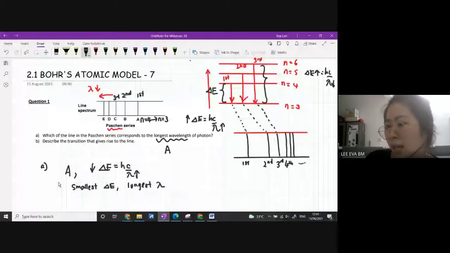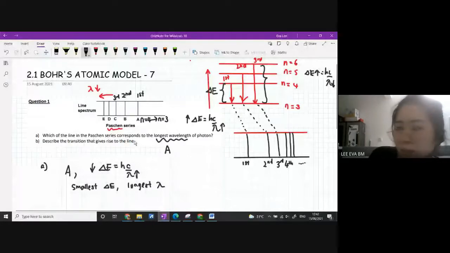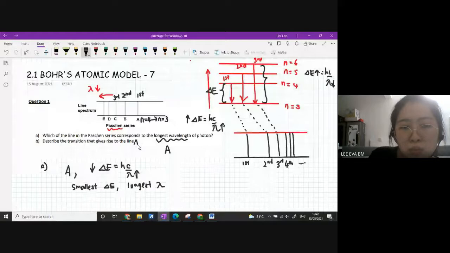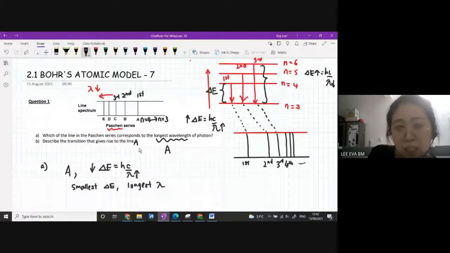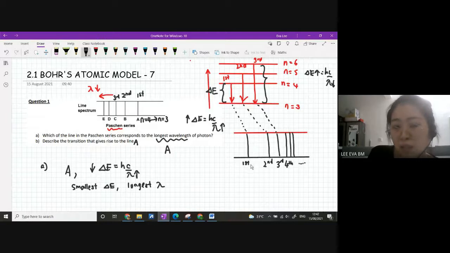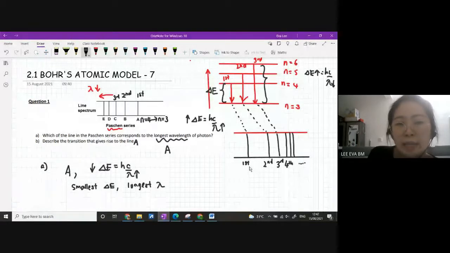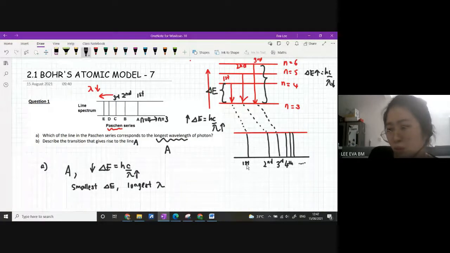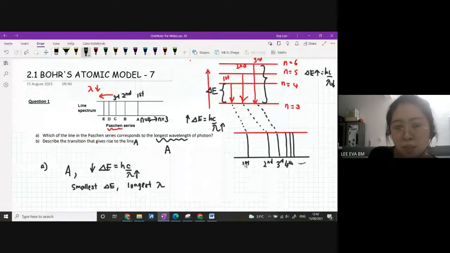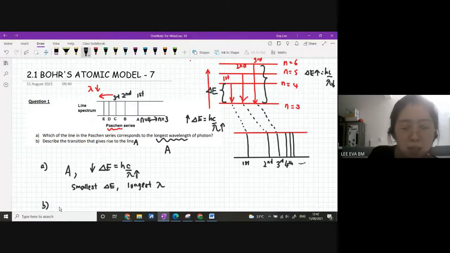Okay, and then the second question over here, madam forgot to write down. It's actually part B: describe the transitions that give rise to line A. As discussed just now, line A, which is the first line, forms when an electron makes a transition from n equals 4 to n equals 3. In the answer madam already gave it. So describe in one short sentence.